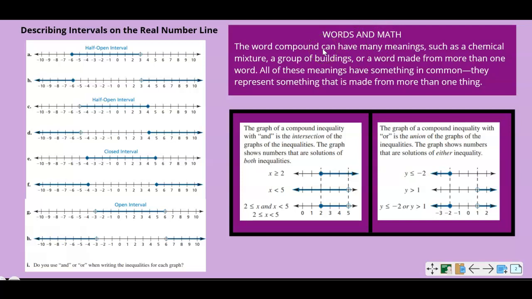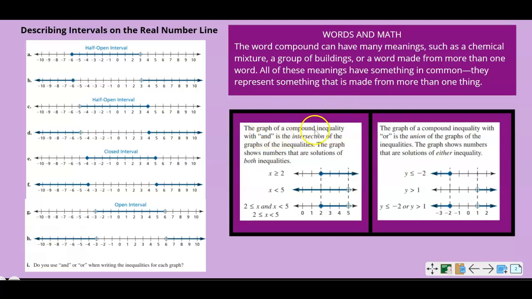Okay, sometimes understanding what the math problems are can go a really long way in helping you figure out how to solve these. So the word compound, remember we're doing compound inequalities. The word compound can have many meanings, such as a chemical mixture, a group of buildings, or a word made from more than one word. All of these meanings have something in common. They represent something that is made from more than one thing. All right, so more than one thing. So remember, compound, more than one inequality.